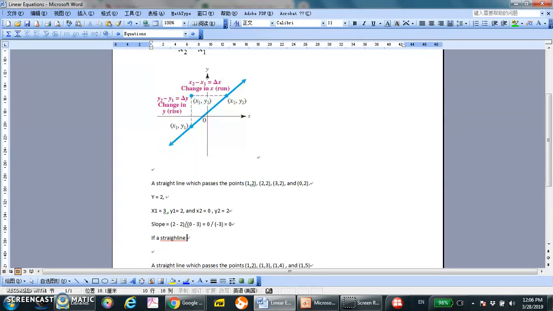If a straight line is horizontal, then the slope is 0.